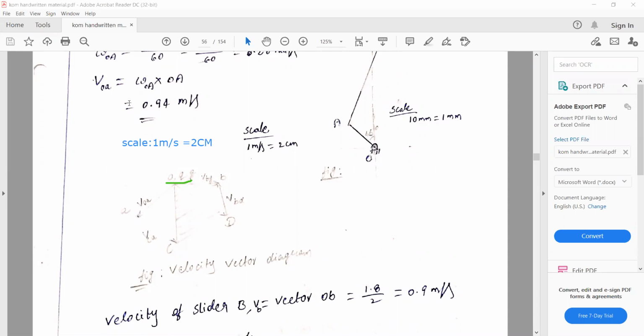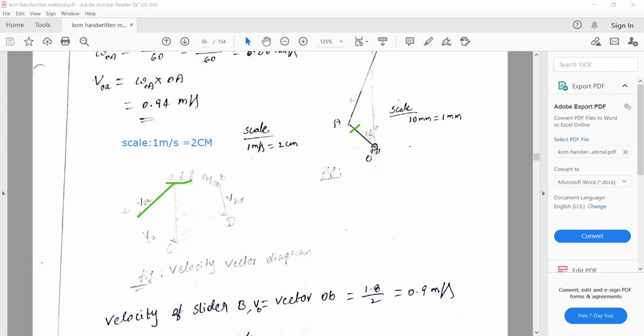So 0.94 meter per second means nearly 1.8 centimeter length, with the direction perpendicular to OA. Draw the perpendicular towards the bottom. Why? Because it is going counterclockwise, that's why it is going towards the bottom side. So that is VOA.